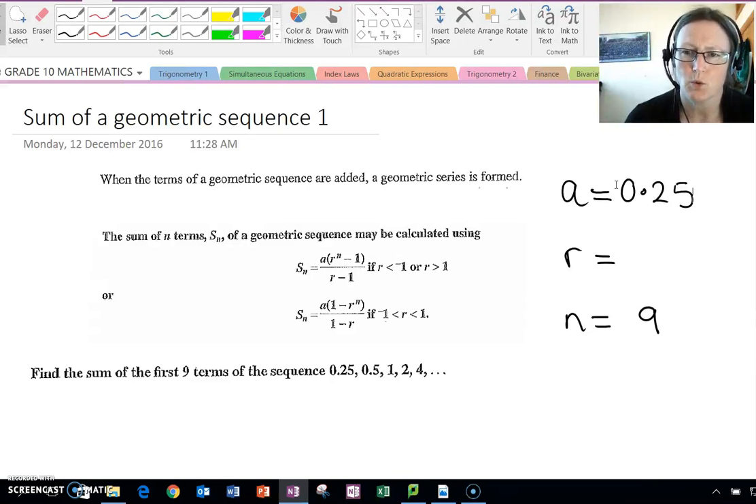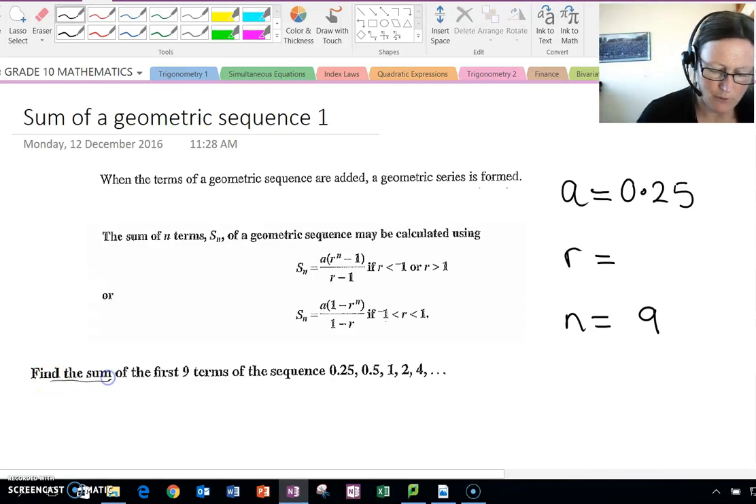And there are two rules. Which one we use depends on what the common ratio is. So let's look at a specific example here. It wants to find the sum of the first 9 terms, so n is equal to 9. What else do we need for both of these formulas? We need a and r.